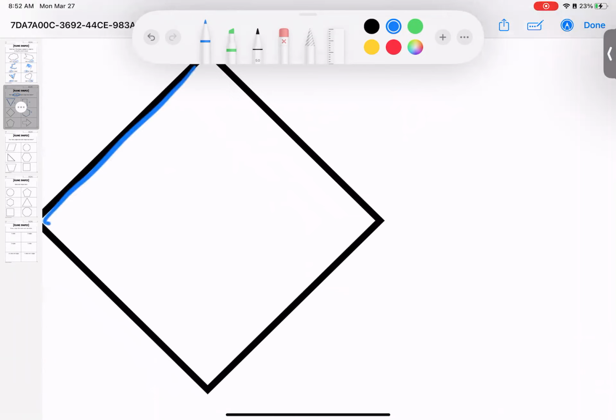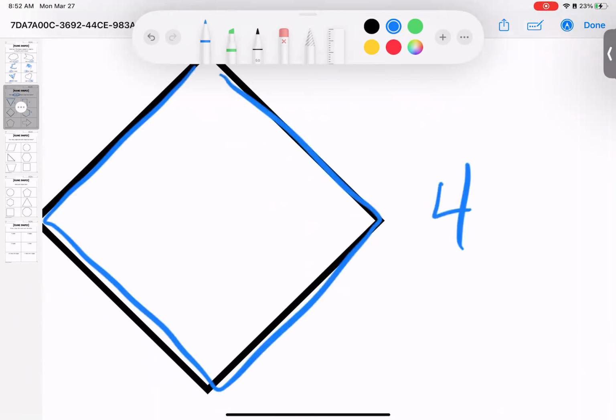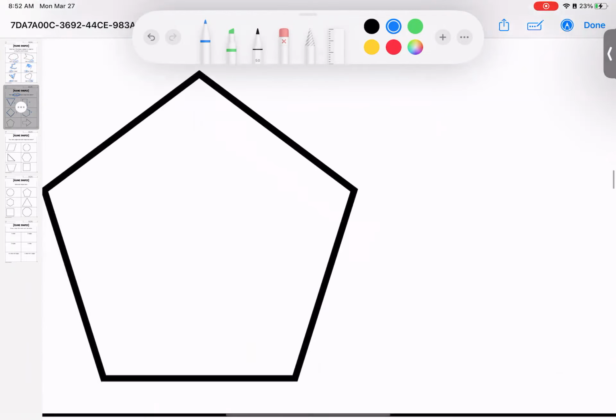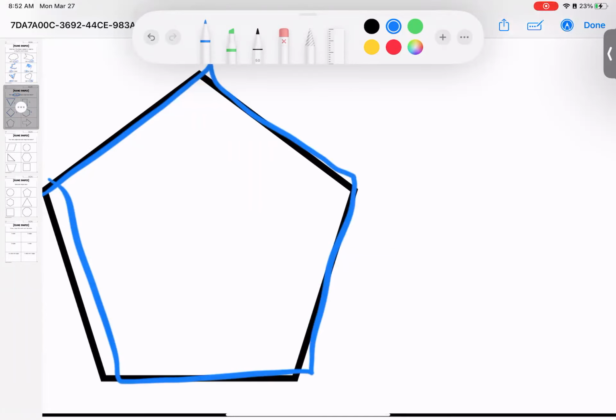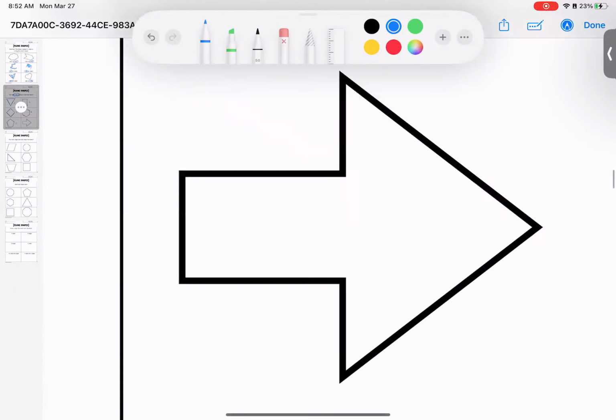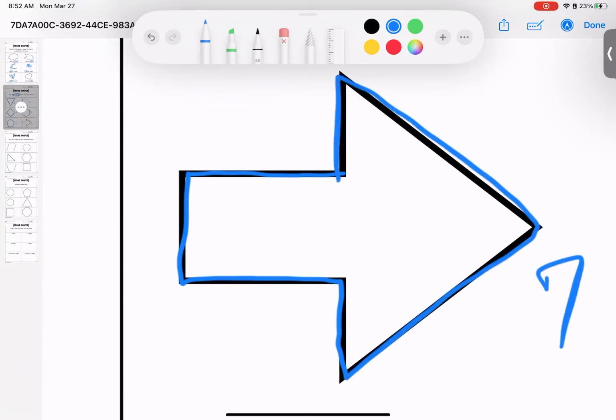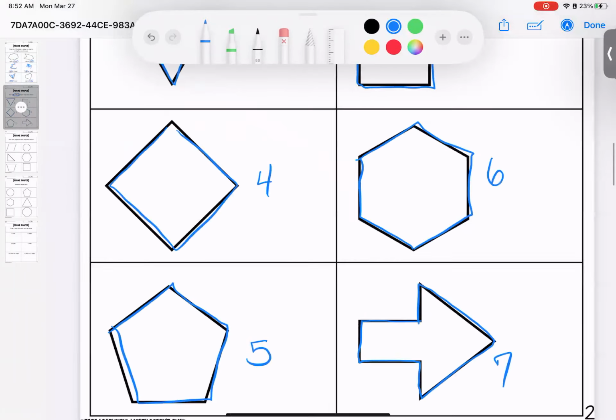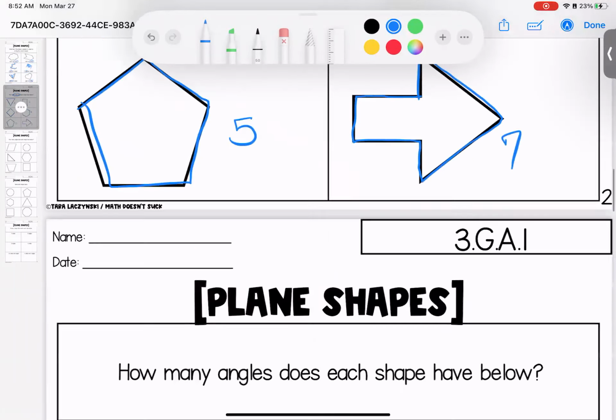Over here, our diamond, one, two, three, four. There are four sides. Remember, this is a diamond. We could also say a quadrilateral. Over here, one, two, three, four, five sides on our pentagon. And we have an arrow. Count carefully. One, two, three, four, five, six, seven. There are seven sides on this arrow. Any questions about these? Bring them with you to class.